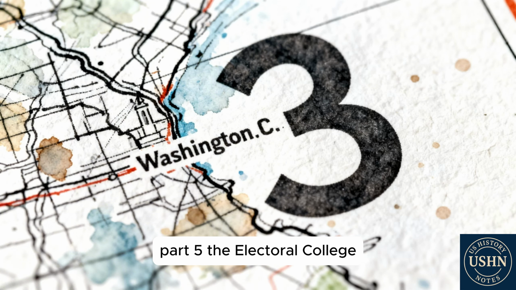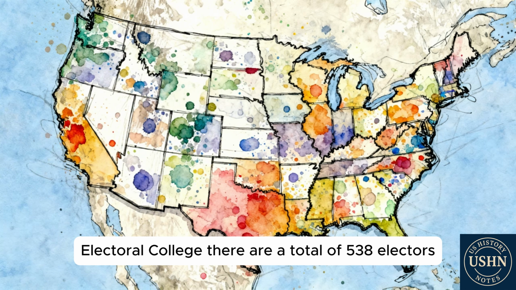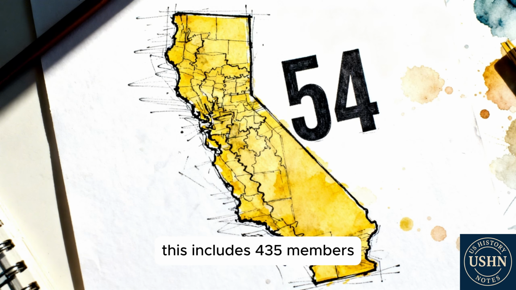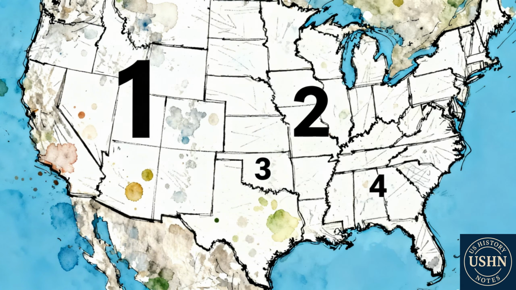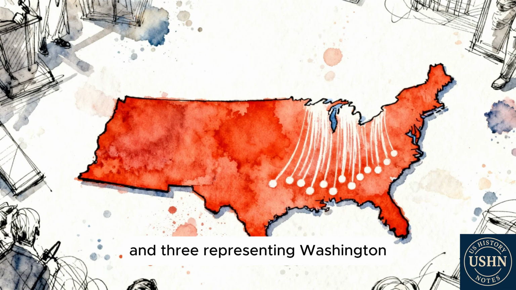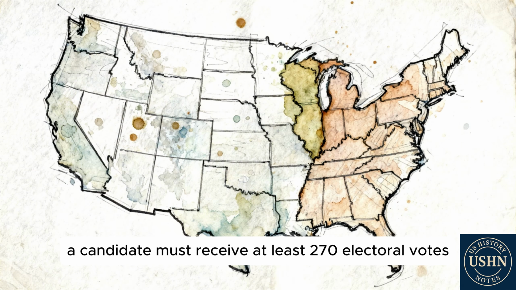Part 5. The Electoral College. This system is known as the United States Electoral College. There are a total of 538 electors. This includes 435 members corresponding to the House of Representatives, 100 corresponding to the Senate, and 3 representing Washington, D.C. To win the presidency, a candidate must receive at least 270 electoral votes.